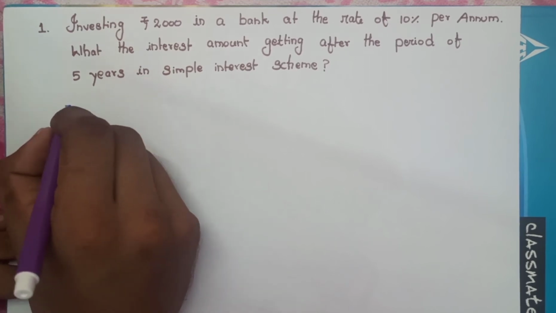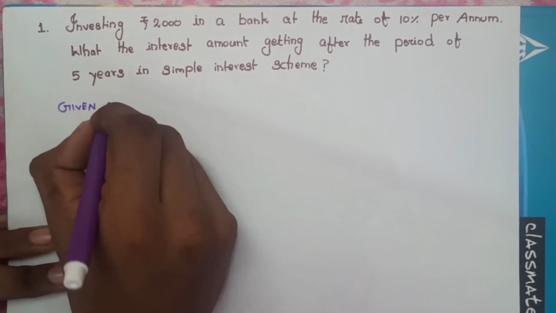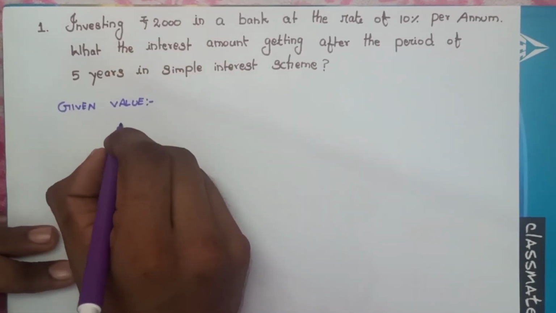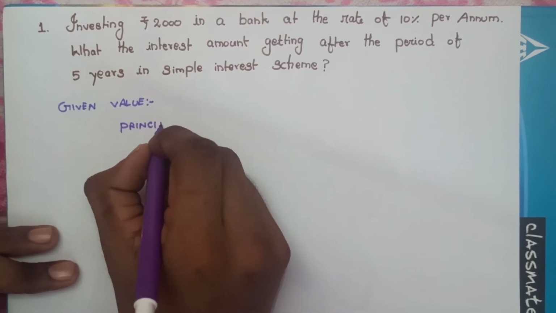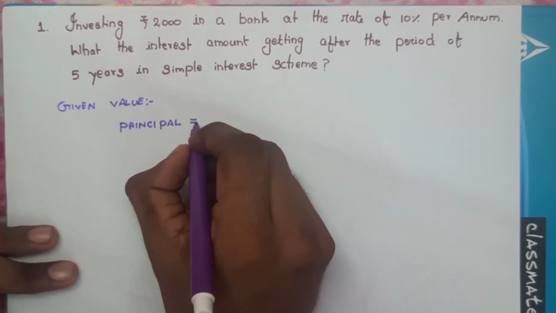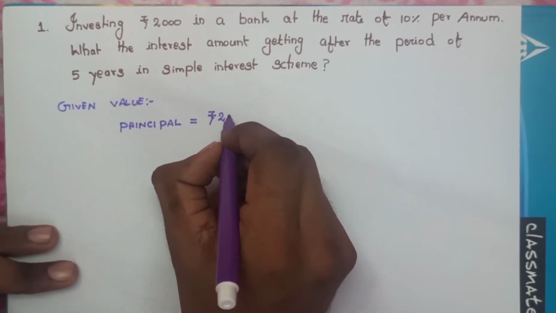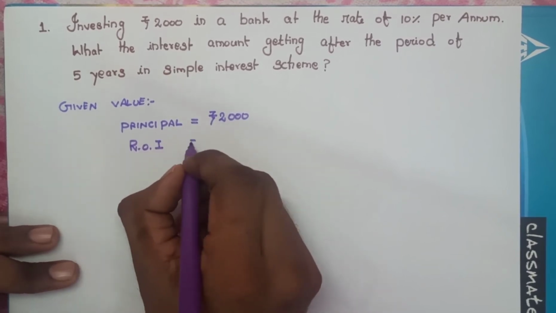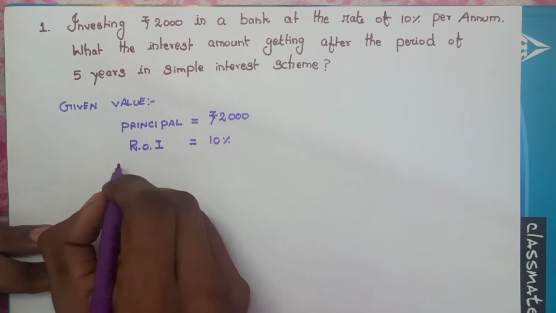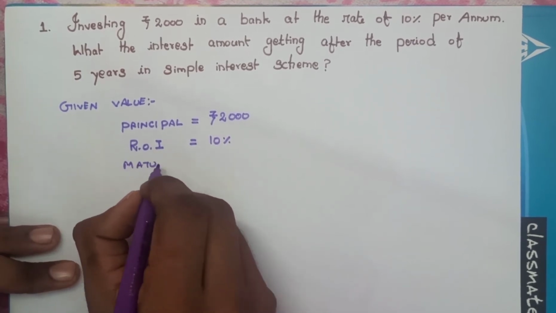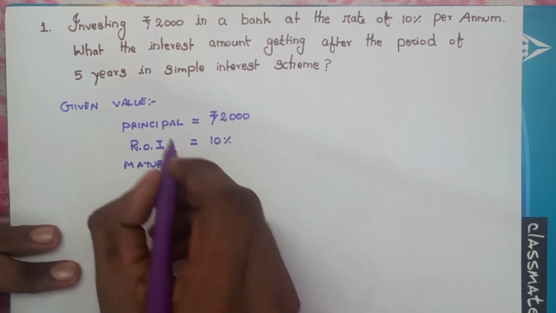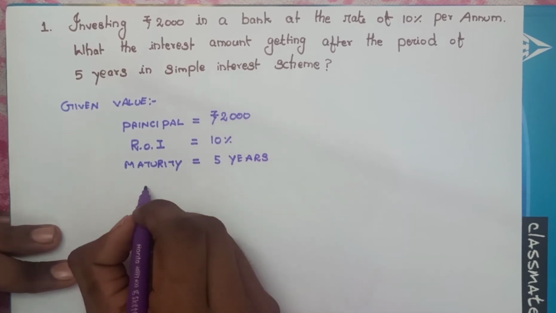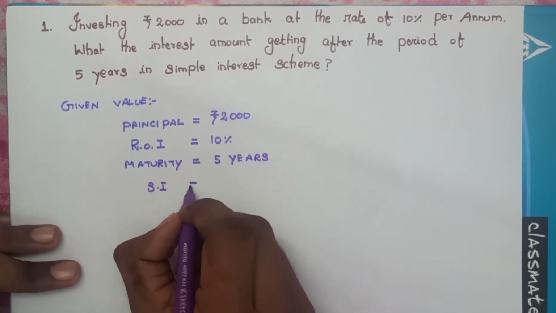So the given values we will write here. First, principal. Principal amount equal to rupees 2000, rate of interest around 10%, and maturity period is 5 years. So we have to find simple interest.